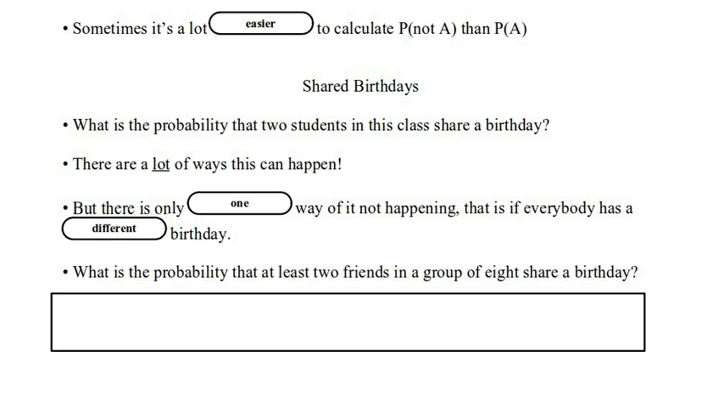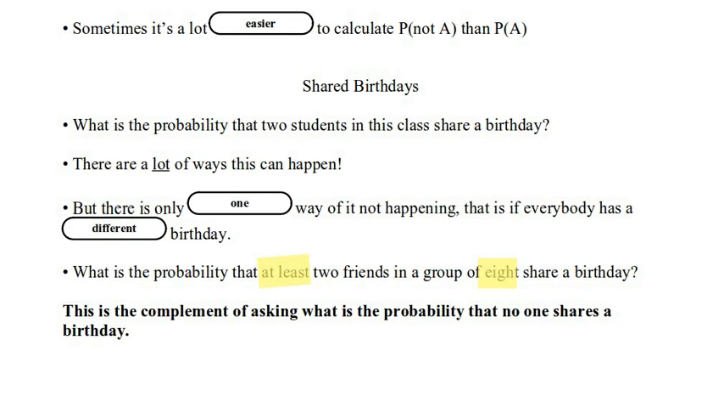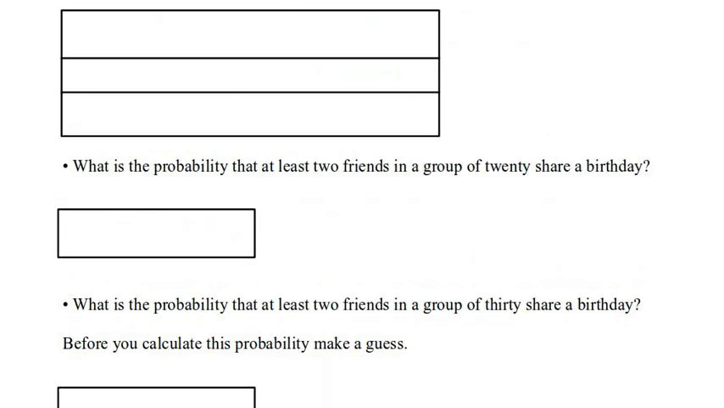So we're interested in finding the probability. Let's start with maybe not a class, but a group of friends. So what is the probability that at least 2 friends in a group of 8 share a birthday? And notice that here I've been a little bit more precise in my English. So again, we're going to think about this. This is an example, to my way of thinking, of complementary probabilities. So we're going to say that this is the complement of asking, what is the probability that no one shares a birthday?